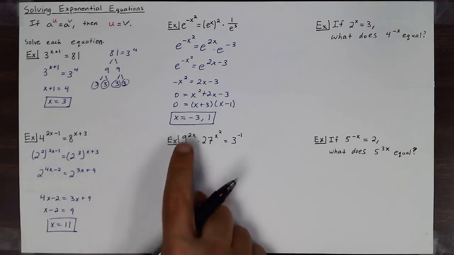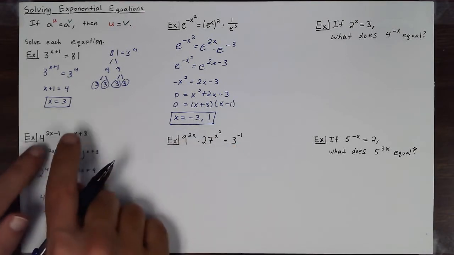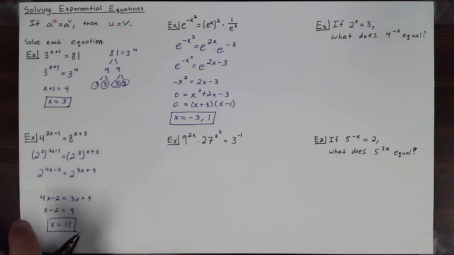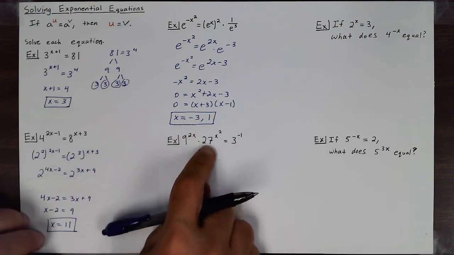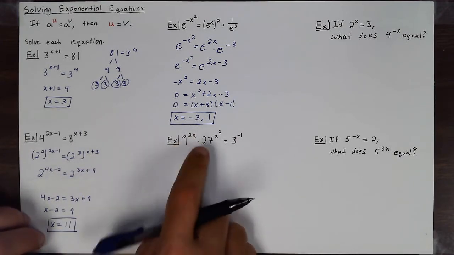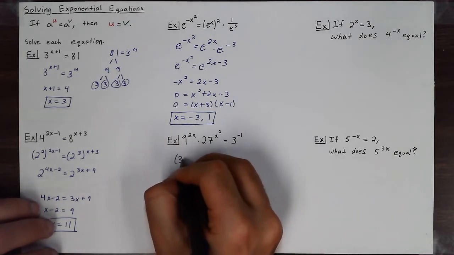So this last one here of 9, 27, and 3, which I can treat very similarly to this bottom left example. 9 and 27 are both powers of 3. So what I can do is rewrite 9 as 3 squared.